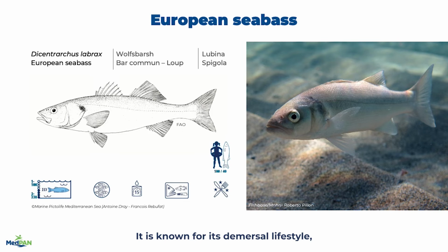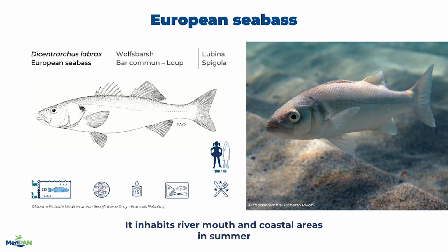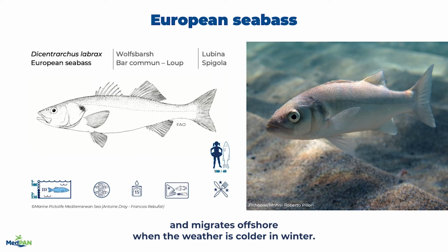It is known for its demersal lifestyle, living close to the seabed, and for its seasonal migration. It inhabits river mouths and coastal areas in summer and migrates offshore when the weather is colder in winter. They particularly like offshore islands. Young sea bass school together and feed on most types of sea creatures, in particular invertebrates, while adults are more solitary or live in small groups and hunt exclusively for smaller fish.